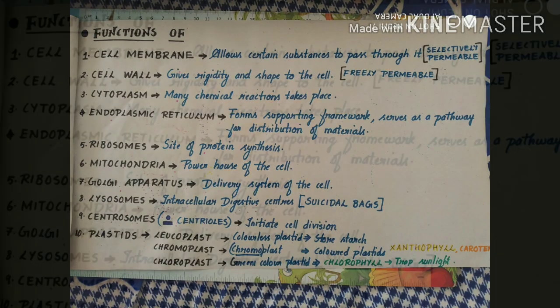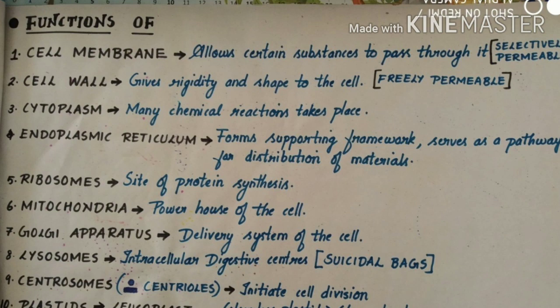Now let's study the functions of various parts of the cell. The cell membrane is selectively permeable and allows only selected materials to pass through it. The cell wall gives shape and rigidity to the plant cell. Many chemical reactions occur in the cytoplasm, and a living cytoplasm is always in a state of some movement. Now let's study the function of each cell organelle. Endoplasmic reticulum forms the supportive framework of the cell and also serves as a pathway for the distribution of the materials from one part of the cell to the other.